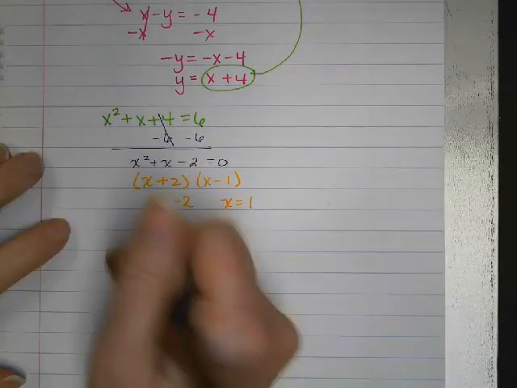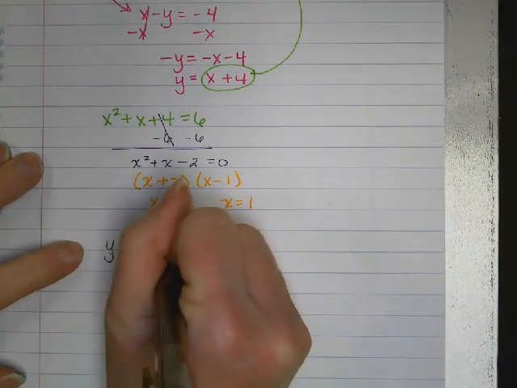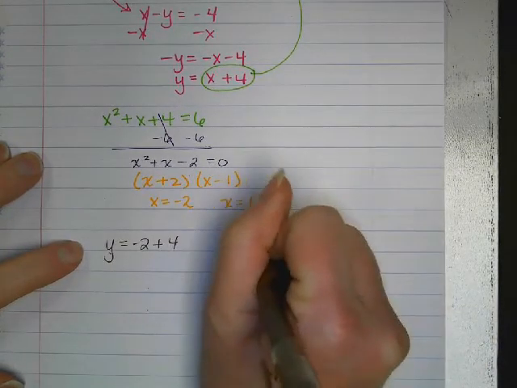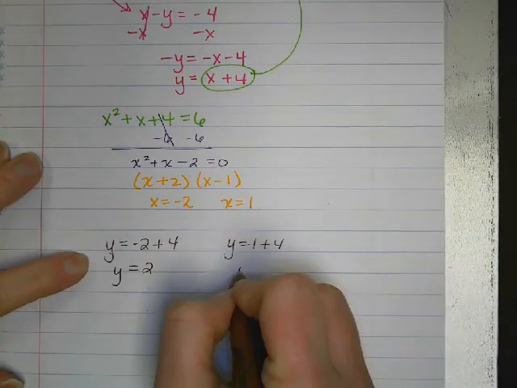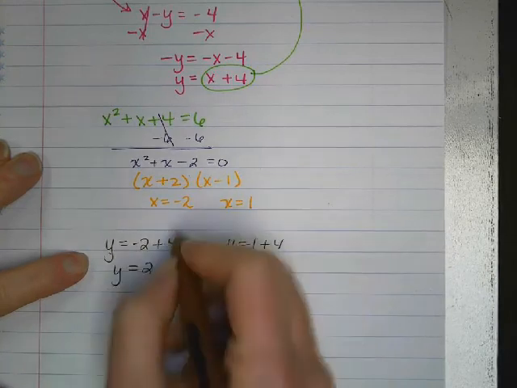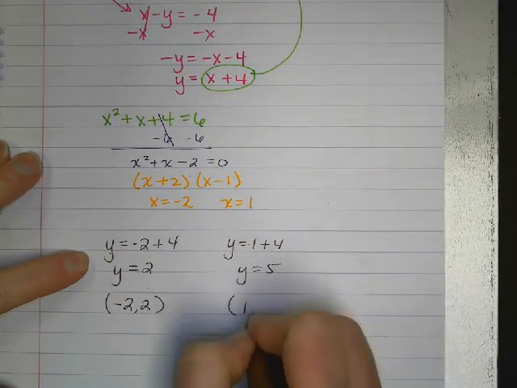If I plug in, y equals negative 2 plus 4 and y equals 1 plus 4, y equals 2 and y equals 5. So my ordered pairs are negative 2, 2 and 1, 5.